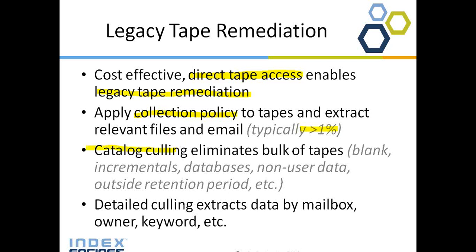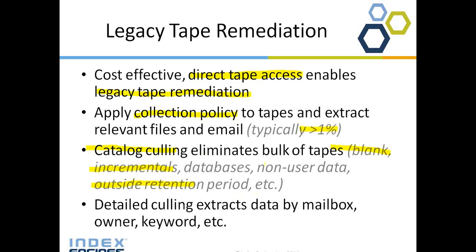The process is pretty simple. Use catalog culling, which I'll talk about. We'll eliminate the bulk tapes, things like blank tapes. There's a lot of blank tapes sitting in offsite storage. Potentially incremental backups, if you're able to do so. If you've got weekly fulls, for example, you really don't need the incrementals. They're highly redundant. Backups of databases, say Oracle and SAP backups. Non-user data, we see a lot of tapes that would have server logs, for example. And then tapes that are outside the retention period, old tapes beyond 7, 8, 10 years, and so on, that may not be required whatsoever by your legal teams.